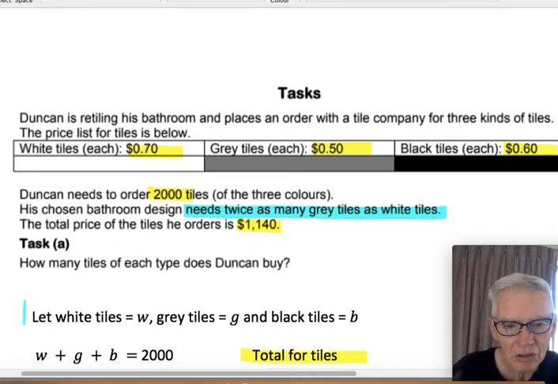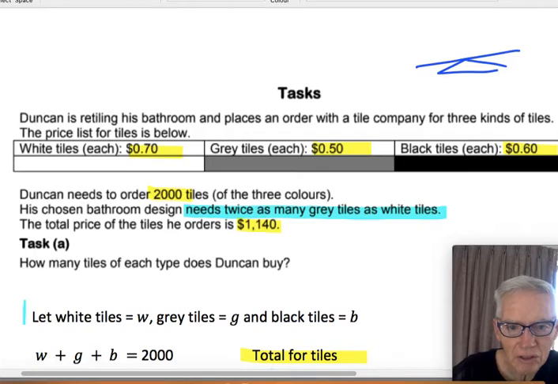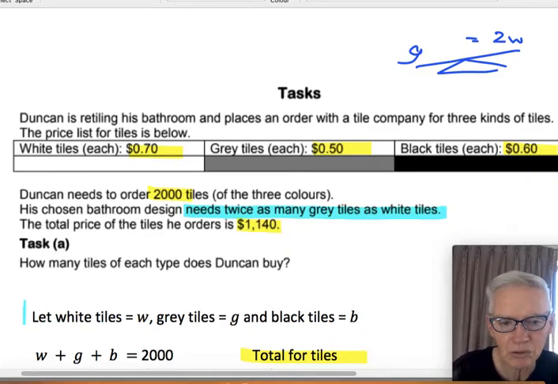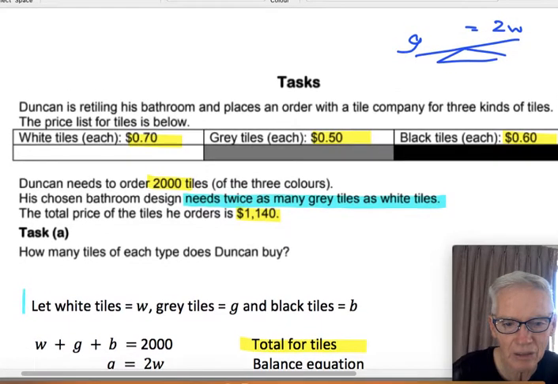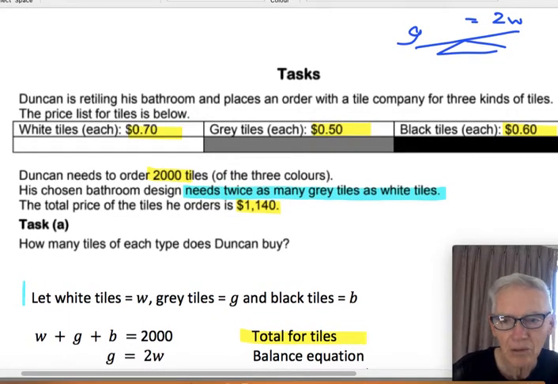The next one we're going to do is twice as many grey tiles as white tiles. And what I'd like you to do is think about this. Here's a seesaw, and because he wants twice as many grey tiles as white tiles, we've got more grey than we have white. So if we want to make this balance, we have to double the white. So you get grey equals 2W. So that's why I get the grey equals 2W. Always do a seesaw just to make sure that you get it correct.